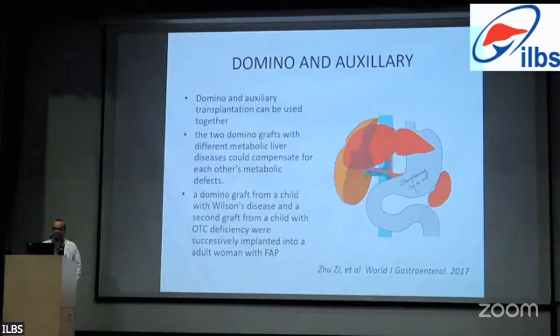Then a series has been described in which domino and auxiliary transplantation can be used together. The 2 domino grafts with different metabolic liver diseases could compensate for each other's metabolic defect. A domino graft from a child with Wilson's disease and a second graft from a child with OTC deficiency were successively implanted into an adult woman with FAP, and the authors reported almost 4 years of asymptomatic follow-up.